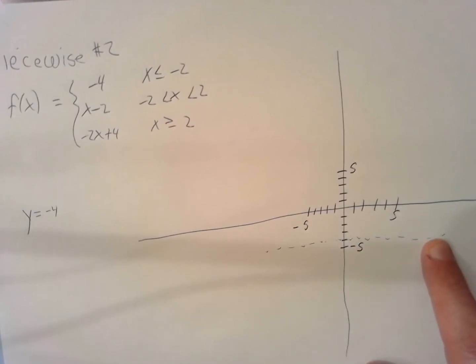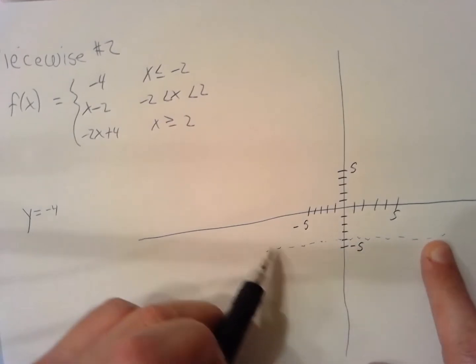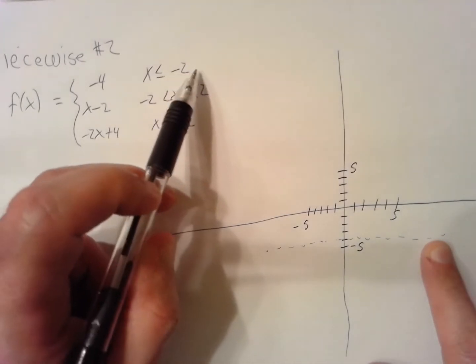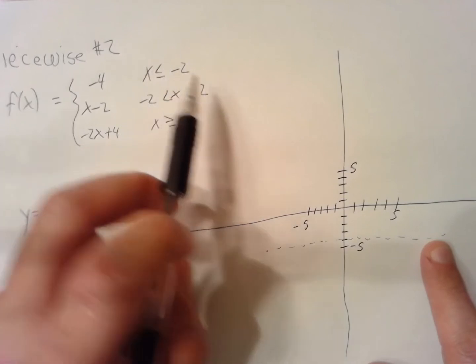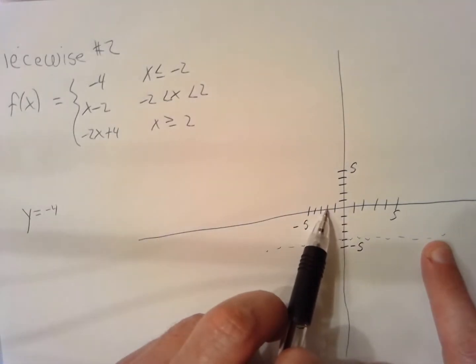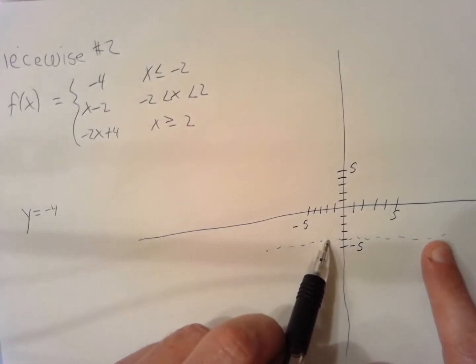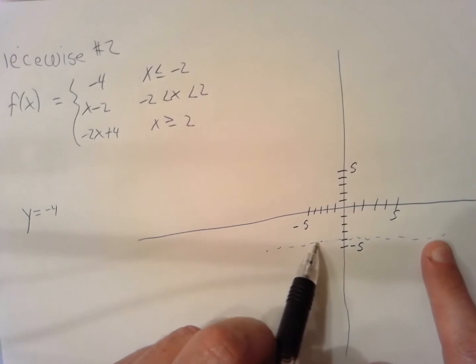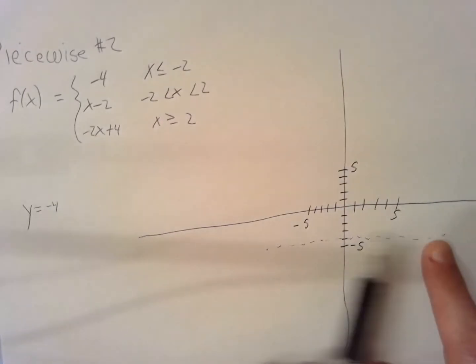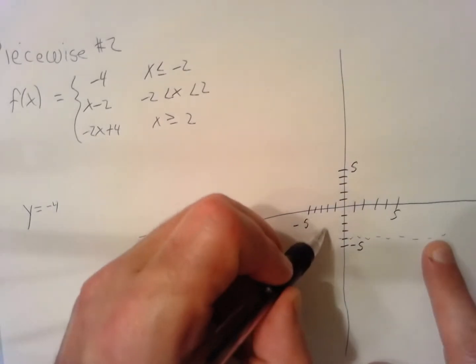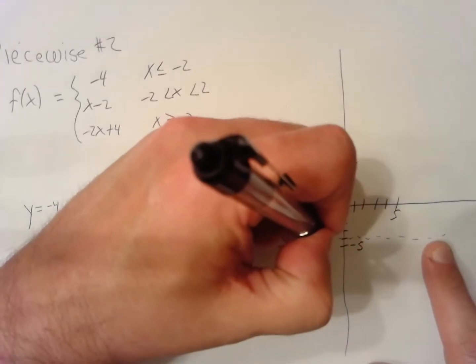But I don't want the whole thing. That's why I didn't make it really dark. I only want the section of it when x is less than -2. So here's when x is -2. Here's where I start. And I want the left side over here, less than -2. Don't think up and down, think left and right. So x equals -2 and left.